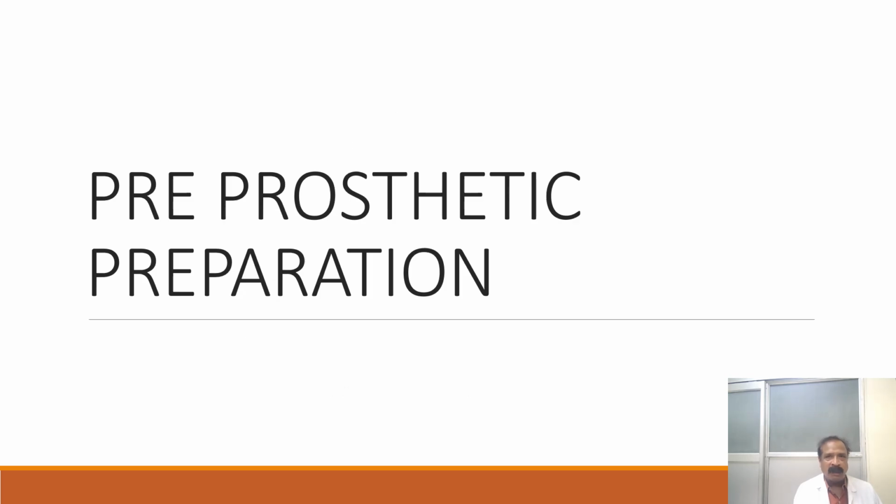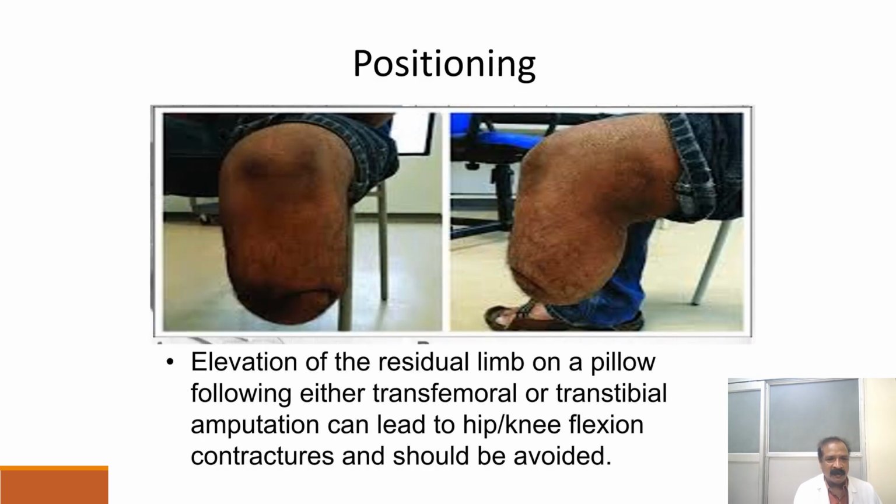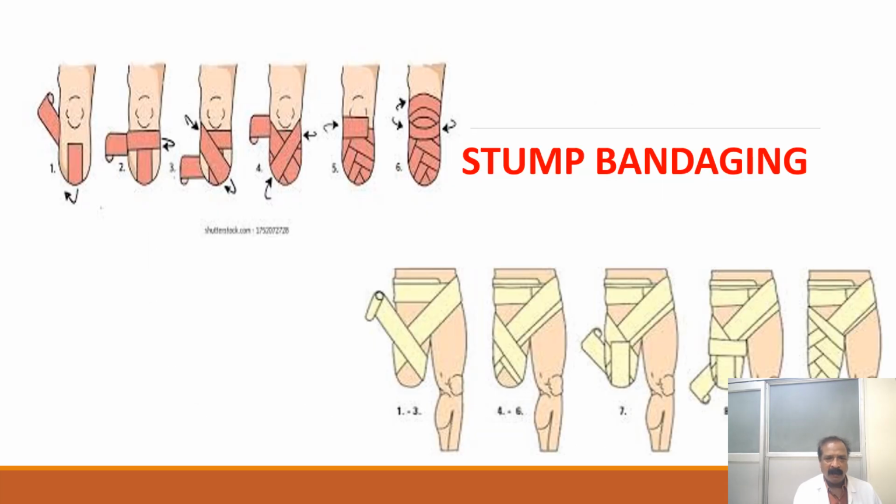But then the pre-prosthetic preparation. Prosthesis is not an ornament. We cannot use it immediately fitted to the limb or the stump, so it needs some preparation. Position is important. If you don't keep it properly, then there may be deformities, like in the above elbow or above knee stump, maybe flexion deformity, adduction deformity. In the knee, maybe flexion deformity. So this has to be prevented.